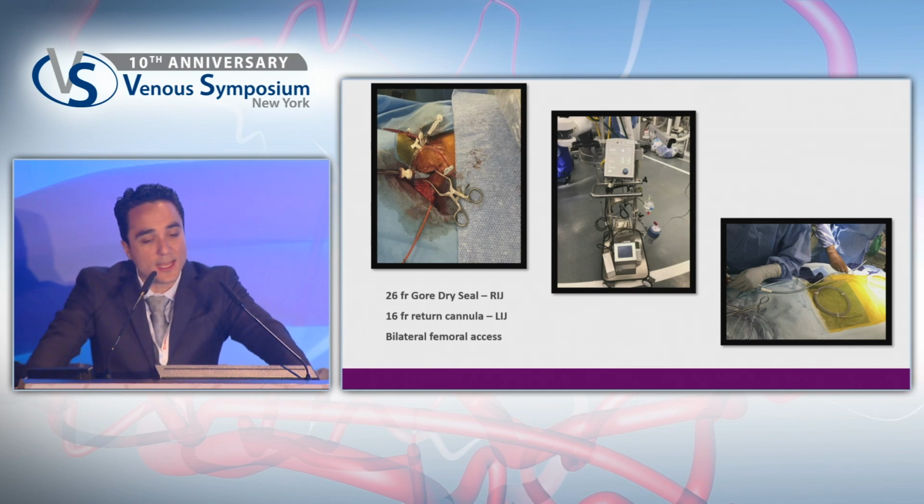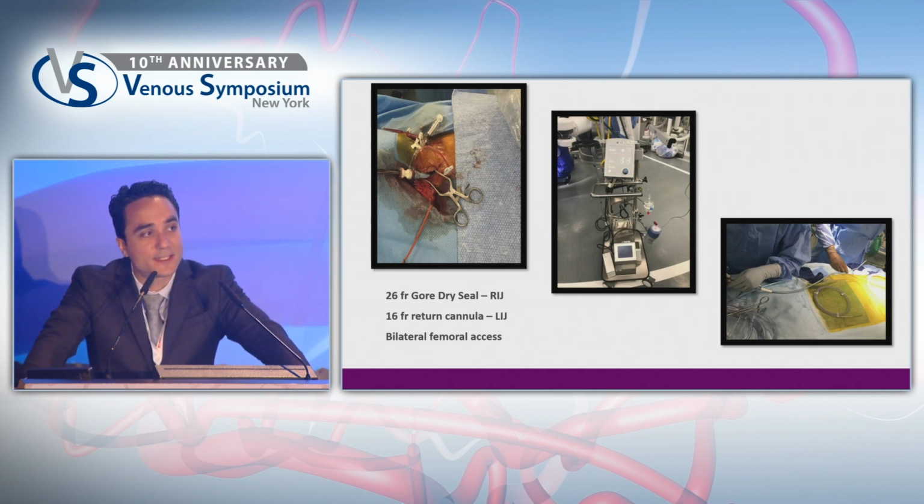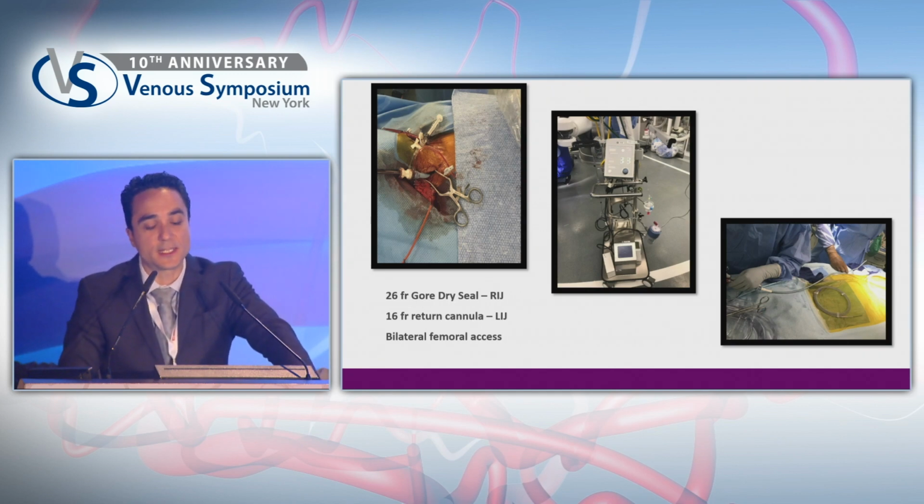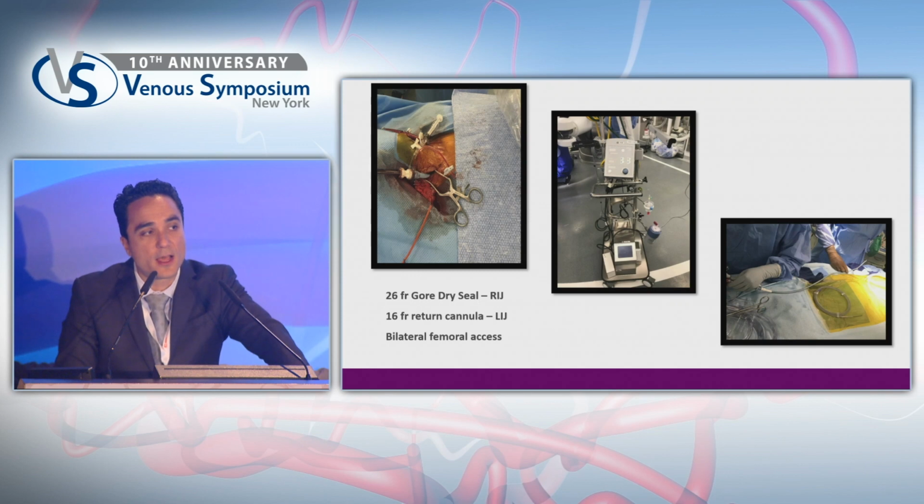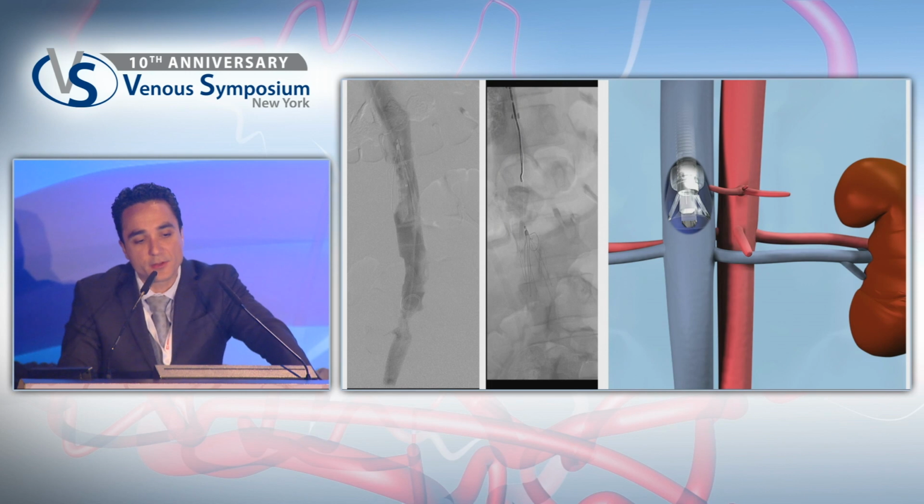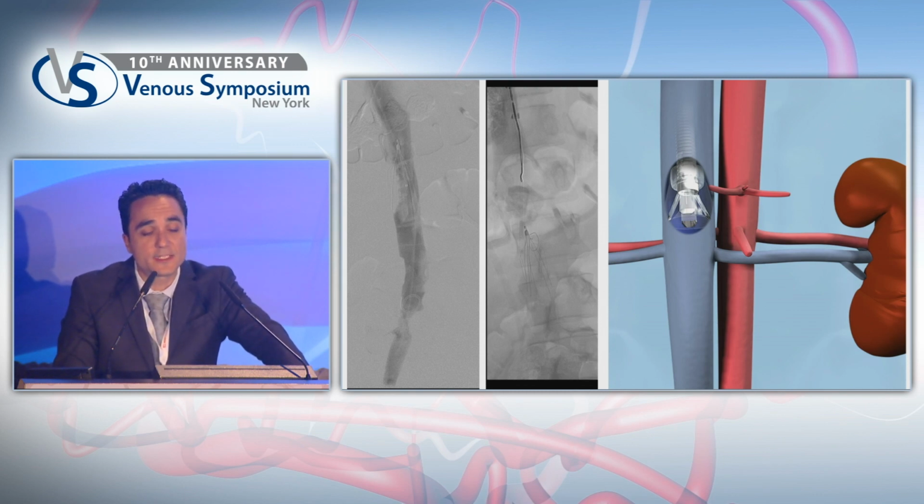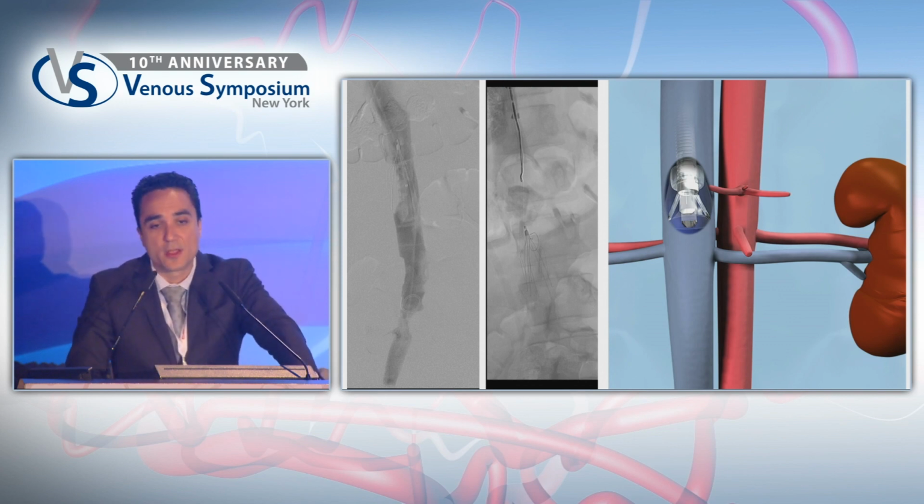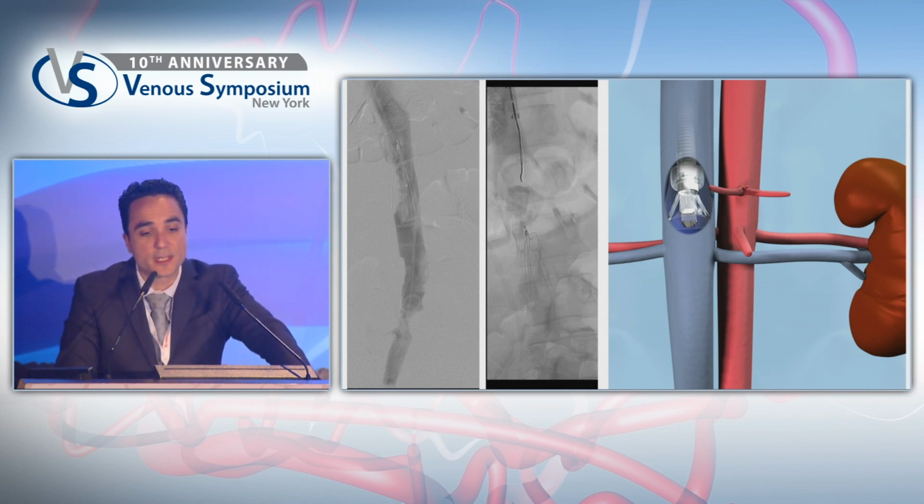We obtain access bilaterally through the IJs. A 26 French sheath on the right IJ, the reinfusion cannula, 16 French through the left IJ, and bilateral femoral access that would facilitate navigation of the cannula through-and-through access into the iliac veins. And here is the venogram through the pigtail coming from the right IJ. We attempted to retrieve the filter. It didn't seem to be that easy, but at this point we were ready to initiate the AngioVac, so we decided to leave the filter retrieval for later and not engage in a complex retrieval.